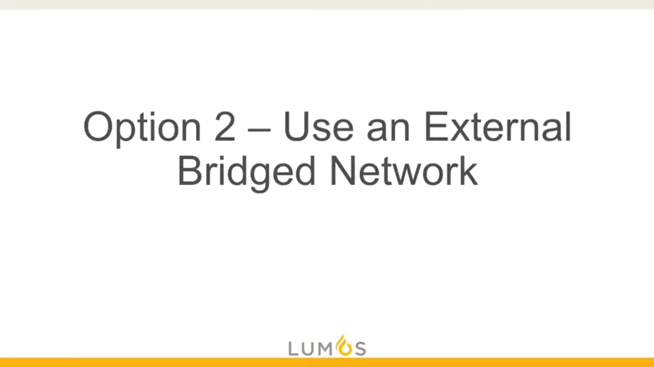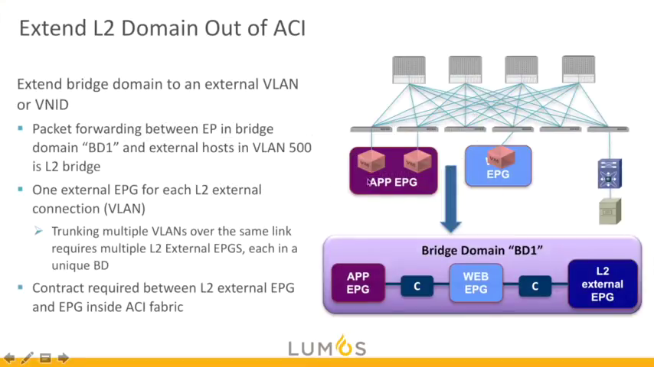Option number 2, use an external bridge network. So we can extend a bridge domain to an external VLAN or VNID. So VNID would be VXLAN. So packet forwarding between the EP in a bridge domain BD1 and external hosts on VLAN 500 is an L2 bridge. So in this example here, got a little bit backwards here, but it doesn't matter for this example.